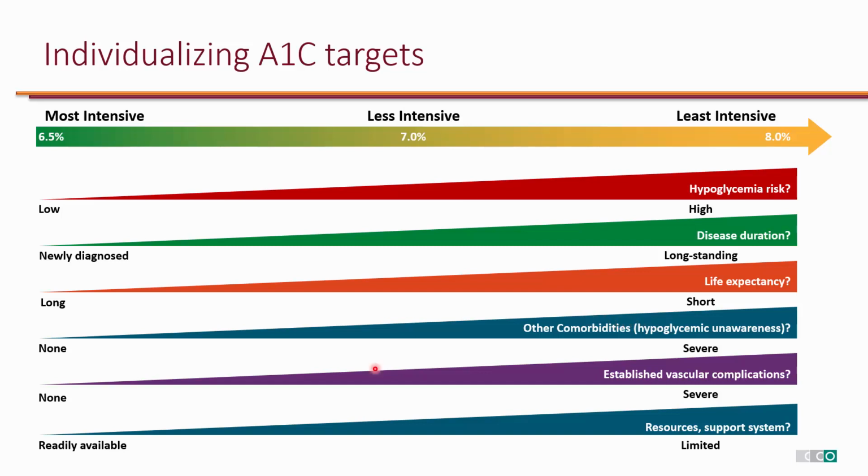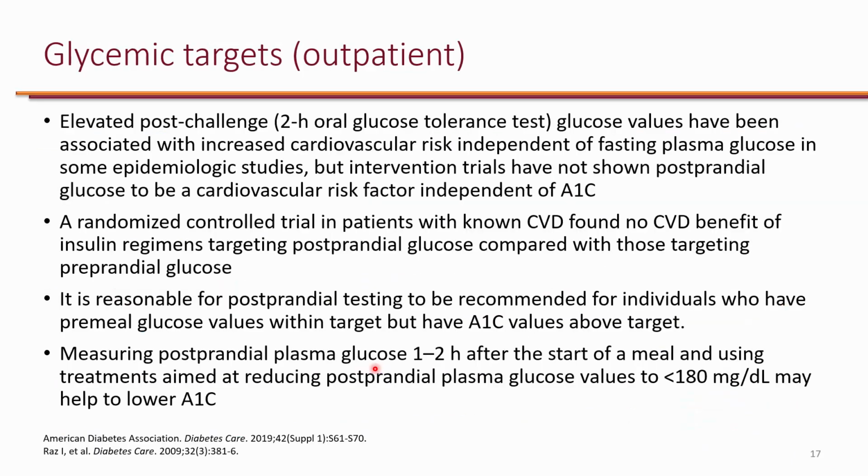Now, the focus so far was on A1C. There are some epidemiologic studies that suggested that elevated post-challenge or 2-hour plasma glucose values have been associated with increased cardiovascular disease. However, intervention trials have not shown postprandial glucose to be a cardiovascular risk factor independent of A1C. So A1C is good. In fact, one randomized controlled trial in patients with known cardiovascular disease found no cardiovascular benefit of insulin regimens targeting postprandial glucose compared with preprandial glucose.